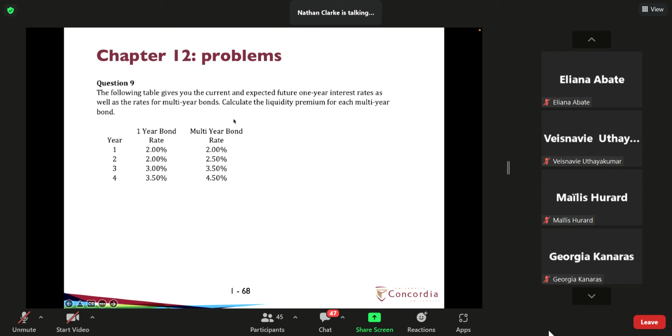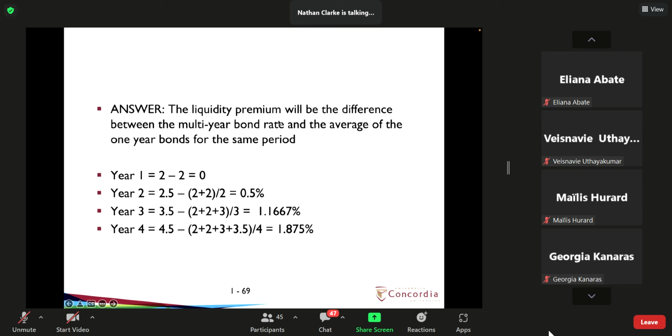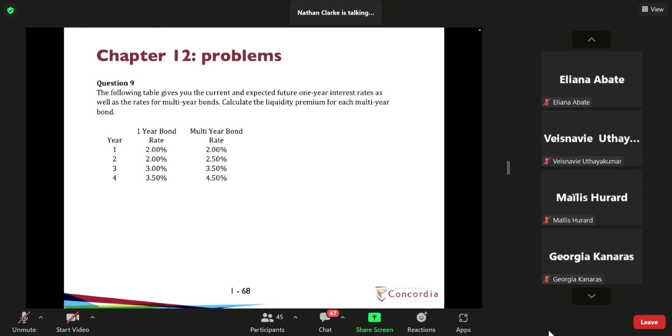So you have your 1-year rates, and then they also give you your multi-year rates. You need to pay attention to whether they're telling you to operate under expectations or liquidity, whatever it is. In this problem, they're telling us to operate under liquidity premium. They speak about a liquidity premium, therefore we're operating under a liquidity preference format. The liquidity premium is the difference between the multi-year bond rate and the average of the 1-year bonds for the same period. The average of the 1-year bonds for the same period would be the expectations theory, and because we're under liquidity premium theory, we need to tack on that premium.